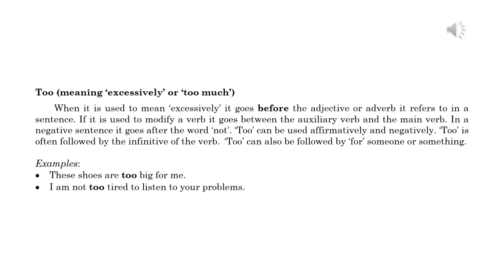Too meaning excessively or too much. When it is used to mean excessively, it goes before the adjective or adverb it refers to in a sentence. If it is used to modify a verb, it goes between the auxiliary verb and the main verb. In a negative sentence, it goes after the word not. Too can be used affirmatively and negatively. Too is often followed by the infinitive of the verb. Too can also be followed by for someone or something.